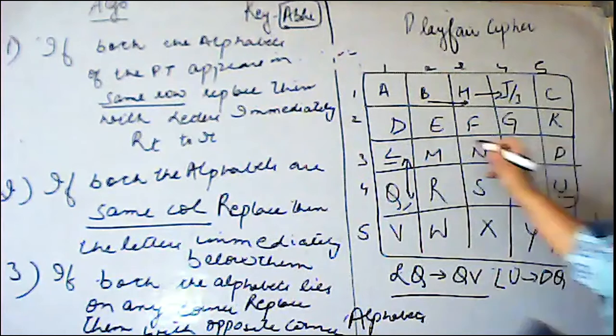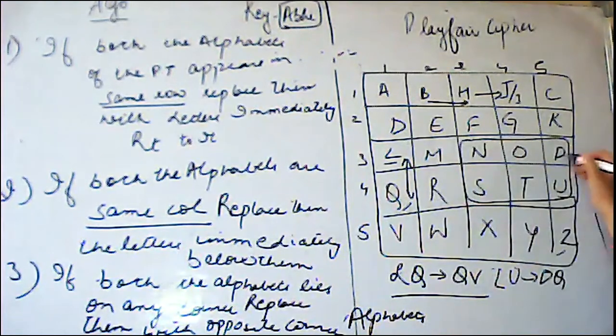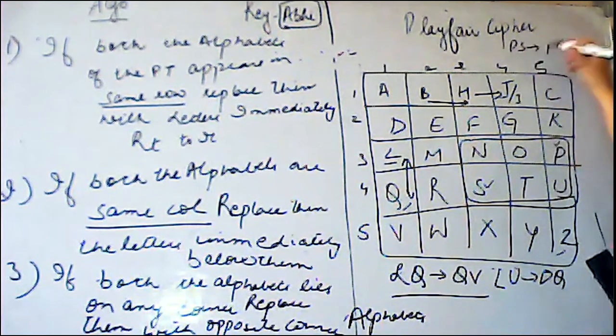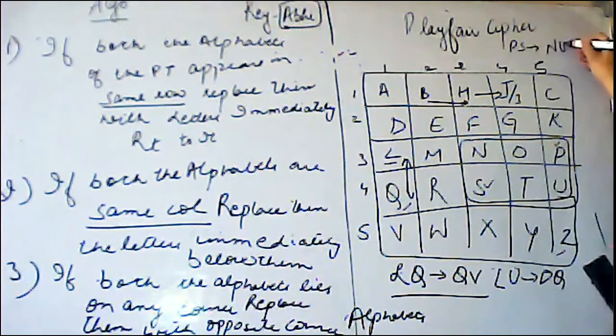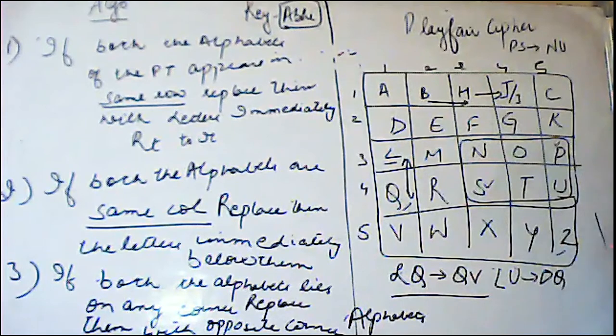Similarly, for example, this is a text which is given to us. So P is there, S is there. So you are going to replace it by N and U. Suppose P and S is given to you. So P and S will be replaced by N and U because they are on the different corners, so the other corner will replace it. PS will be replaced by N and U.